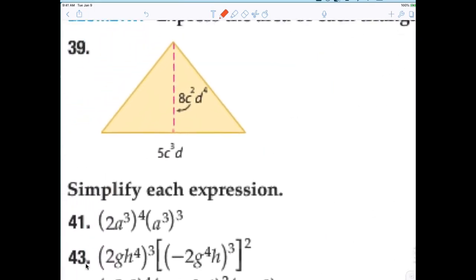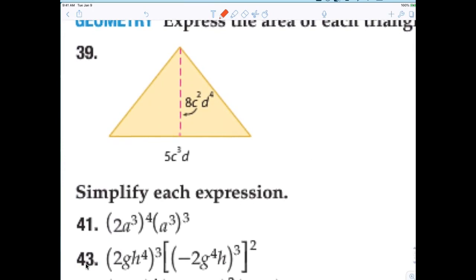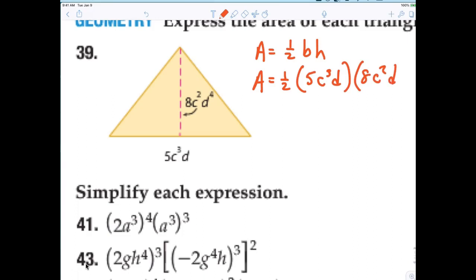All right. Now, what you're supposed to remember is the formula for area of a triangle. So everybody's going to write down area equals 1/2 base times height. Yes. All right. The area of a triangle is 1/2 base times height. So in this case, I have area is equal to 1/2. The base is 5c cubed d. The height is 8c squared d to the 4th.